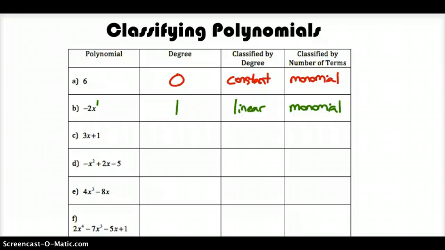Now if we have y equals 3x plus 1, remember that's 2 terms total. So now this is considered a binomial. So I'm going to go over here and write binomial.